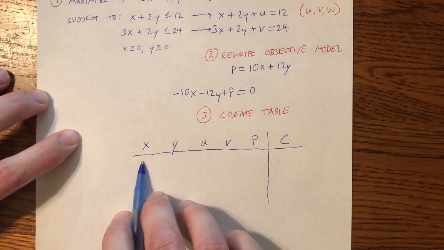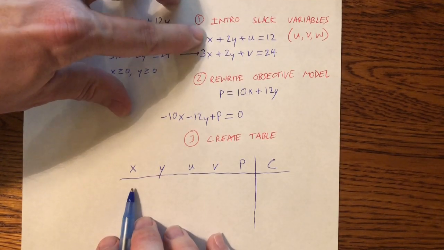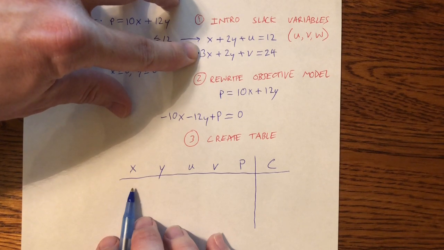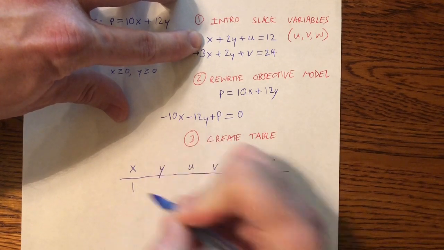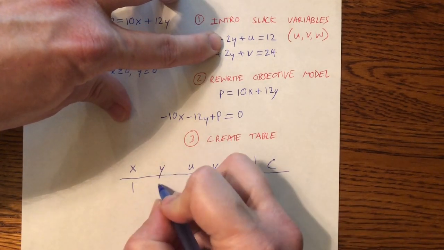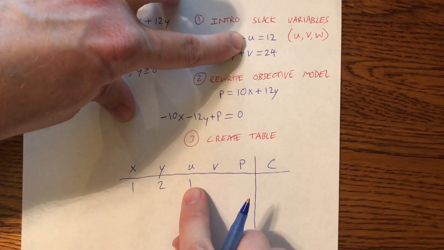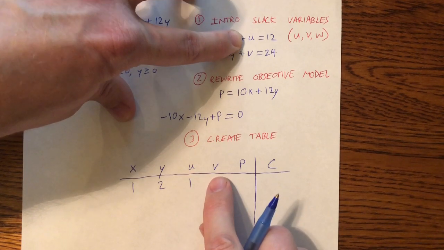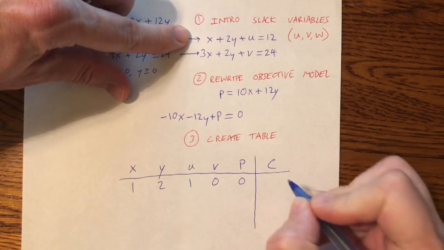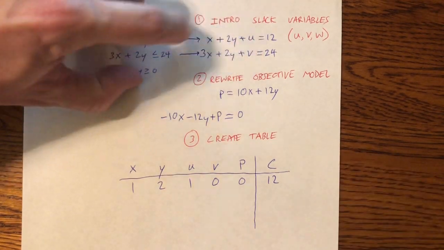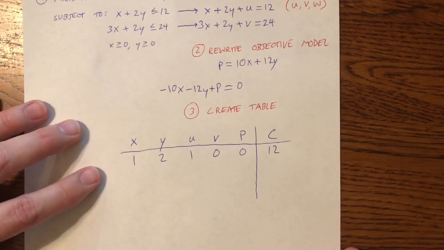So what number would go here? Well, look at your first step. Look at these 2 equations that we came up with after we introduced our slack variables. So first equation, this means 1x, so you put a 1 right there. And then plus 2y, so you put a 2 right there. And then plus 1u, put a 1 underneath the u. And then there's no v here. There's no v, so this is a 0. There's no p, so that's 0. And your constant is 12. So that's what you're going to put in this matrix, in this simplex table.